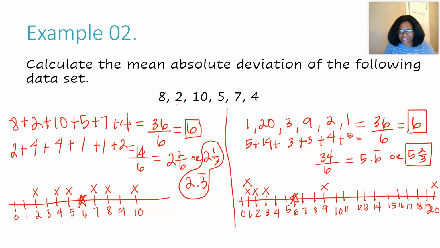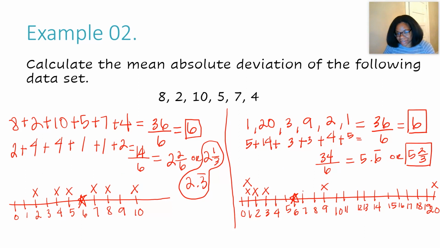So let's say somebody were to ask you, hey, does the mean give a good representation of this data? Well, over here, I would say 6 for the mean is a pretty good representation. It's kind of like right in the middle. You have some numbers from your data set that are slightly lower, and you got some numbers from your data set that are slightly higher.